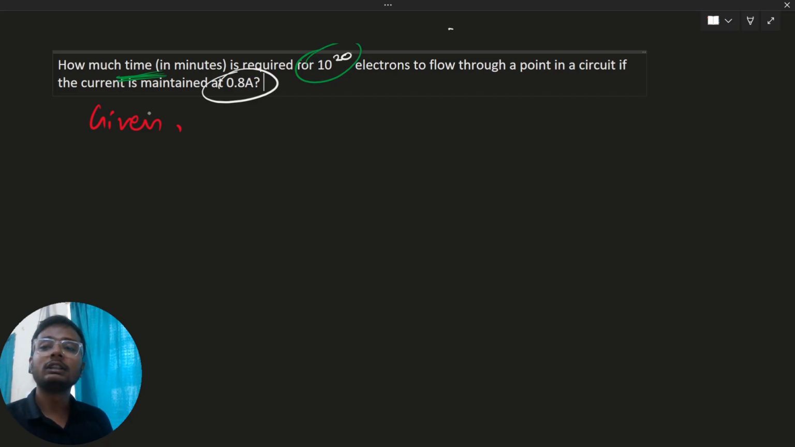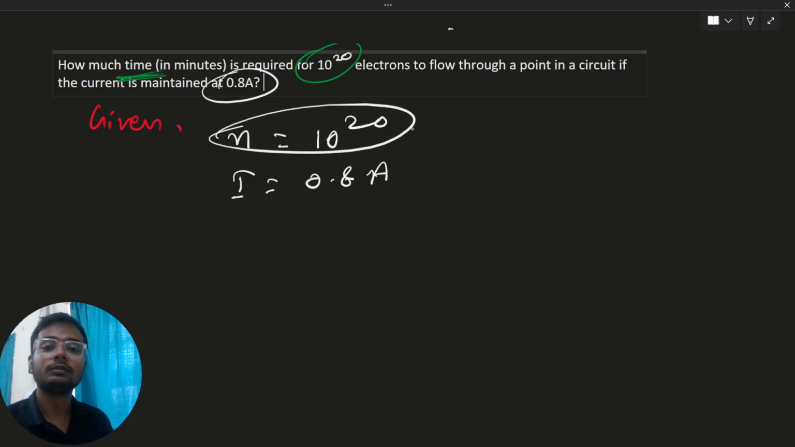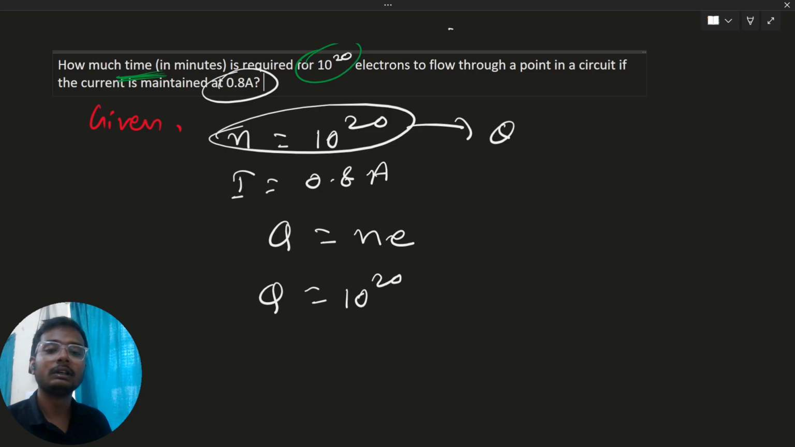Okay, now what all things are given? The first one, it is given how much time is required for the number of electrons, given as 10 to the power 20, to flow through a circuit if the current I is given as 0.8 ampere. Now the number is given, so from there I can find Q. We know that Q equals N E. So Q equals N, given as 10 to the power 20, into E, which is 1.6 into 10 to the power minus 19 coulomb.